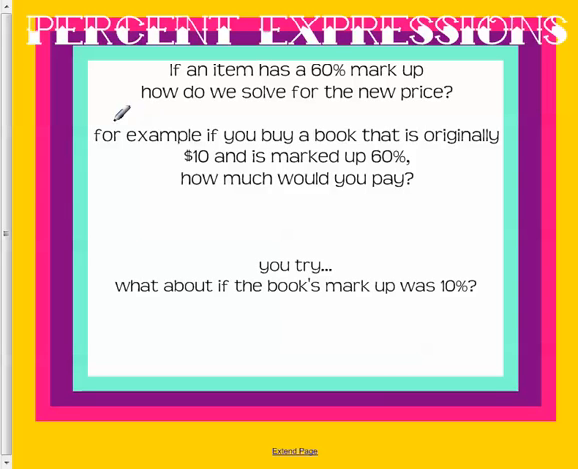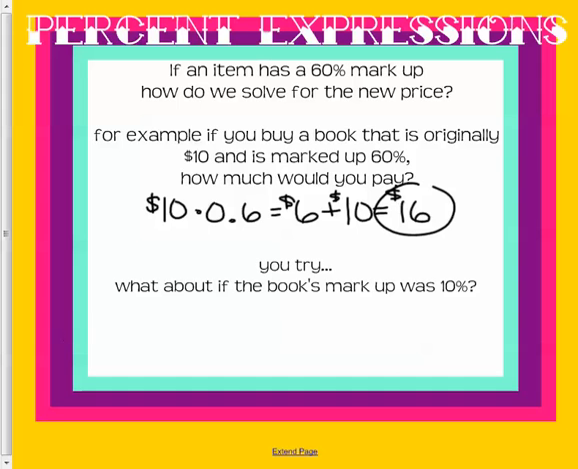What about a markup? How do we solve for the new price? For example, if you buy a book that's originally $10 and is marked up 60%, how much would you pay? Well, I'm going to pay the $10, but I'm also going to pay 60% more of that, which is $6. So I have to add my original 10 on to get $16. That's what I would pay.